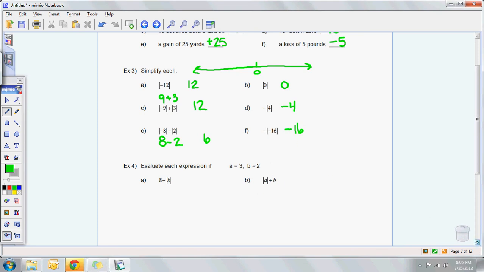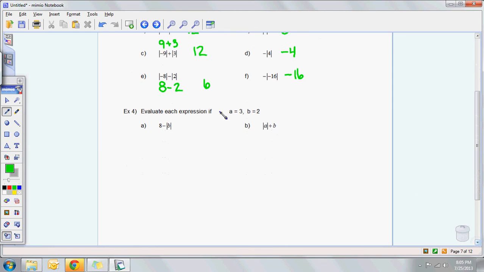And the last thing we're going to be doing is evaluating expressions, and evaluating just means you're going to be solving it the best you can, solving or simplifying. So it's telling me up here that the variable a is going to equal 3, and b is going to equal 2. So I'm going to replace those in here. So I have 8 minus the absolute value. I'm not going to write b anymore. I'm going to write what they want b to be. So that's going to be 2.